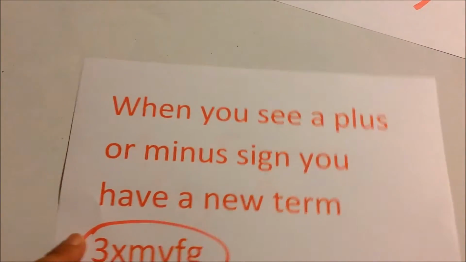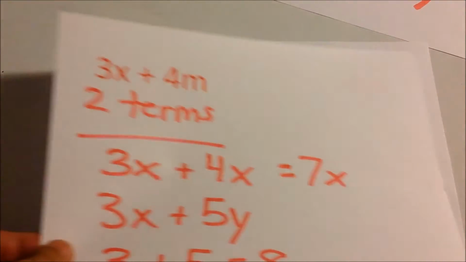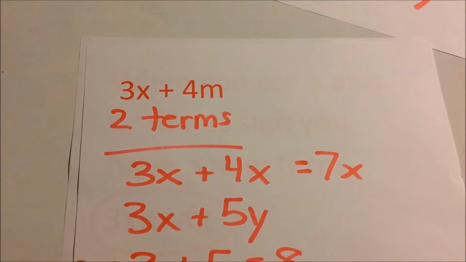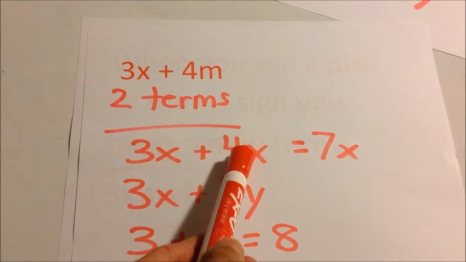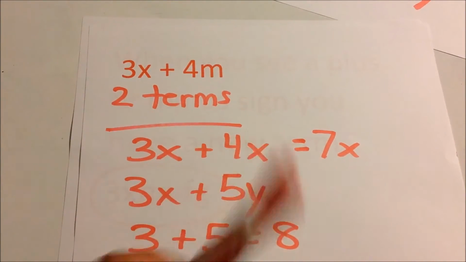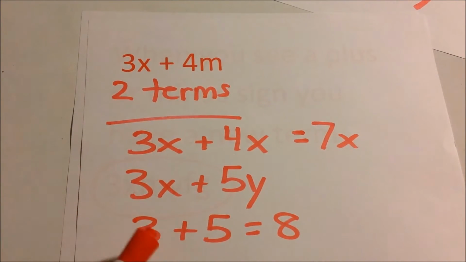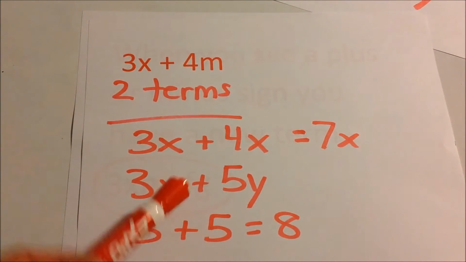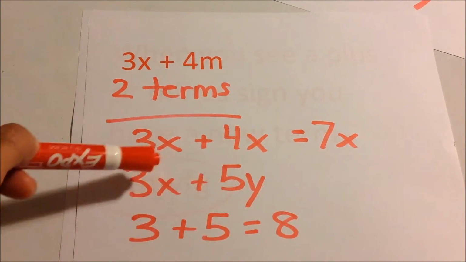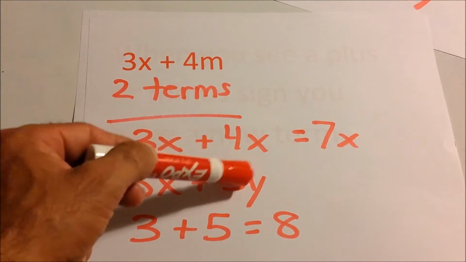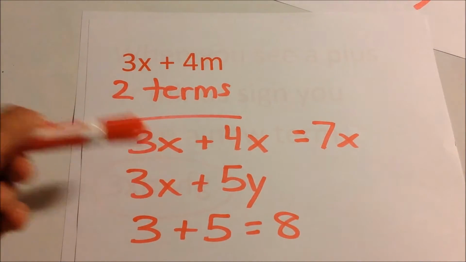So again, when you see a plus or a minus sign, you have a new term. So that's one term. So 3x plus 4m is two terms. 3x plus 4x, they're two terms, and you can combine them to 7x because they have the same x. 3x plus 5y are not like terms. 3 and 5 are both constants, so over here you can combine them to 8, but you can't combine them here. Don't combine them if they have different letters next to them. Remember, this is the coefficient, and that's the variable.